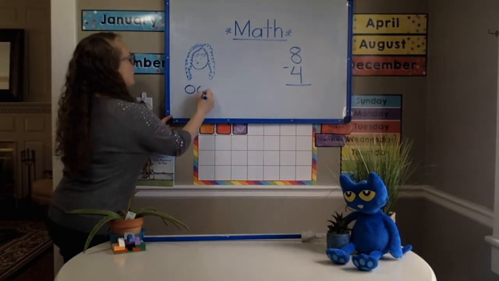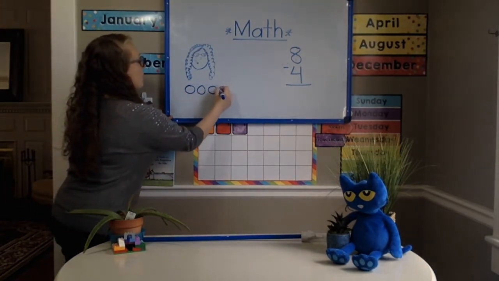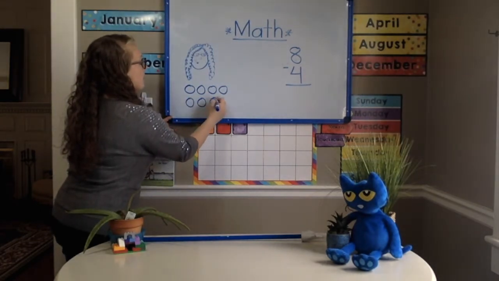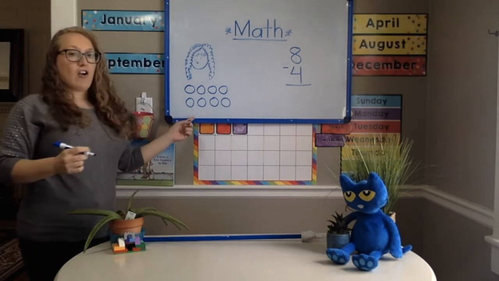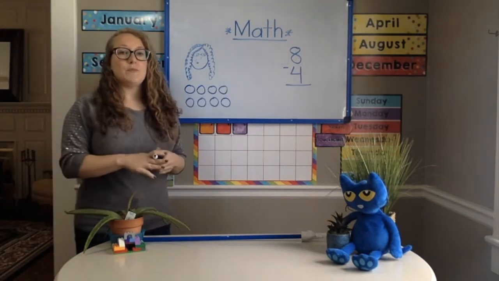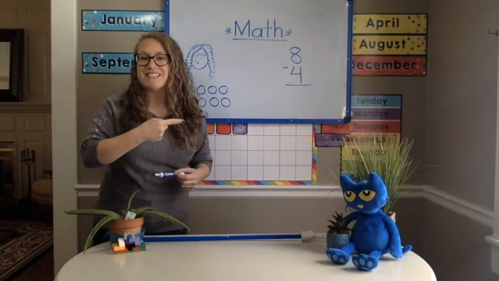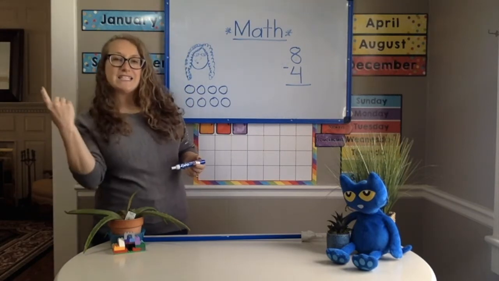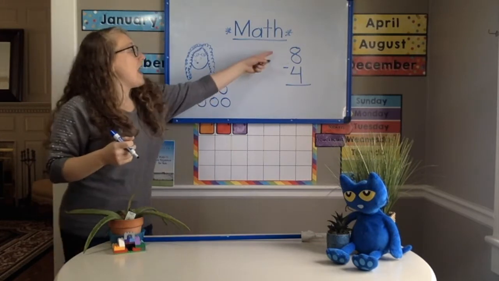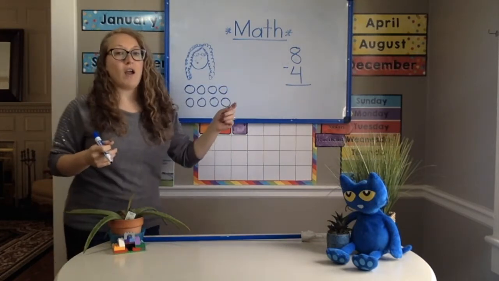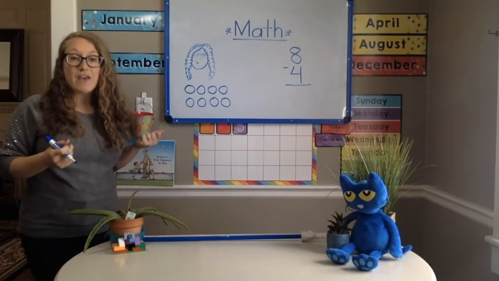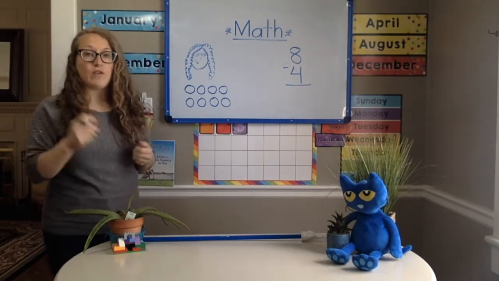1, 2, 3, 4, 5, 6, 7, 8. There are my 8 strawberries. We are subtracting, which means we have a minus sign. A minus sign is like a butter knife. It slices apart the number so that we have a smaller number. 8 minus 4. I have 8 strawberries. I'm going to take away 4 of them. I'm going to slice 4 of them away.